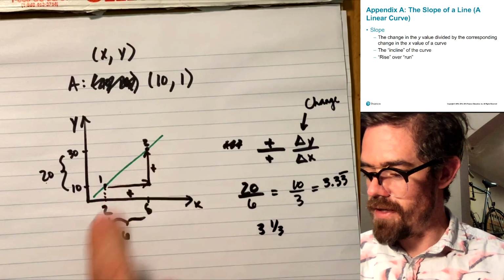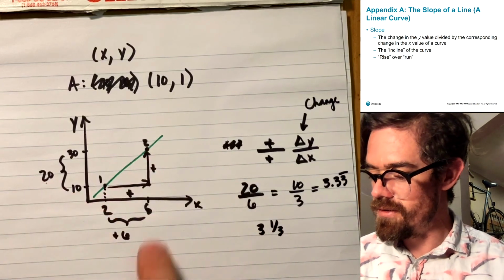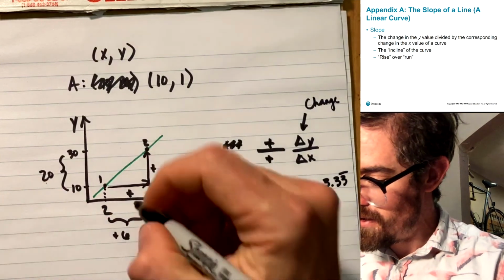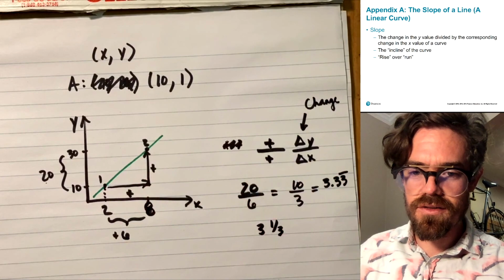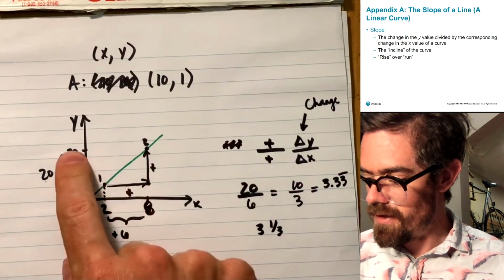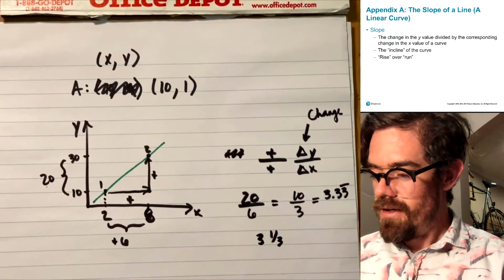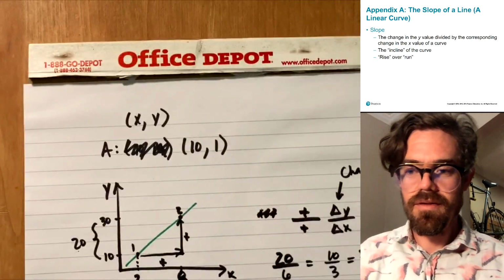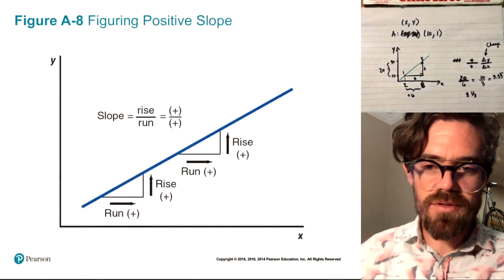So there's the slope of that line there, if those are the points: 2, 10, and 8, 30. I'm sorry, it's hard to see that 8 there. The difference is 20. Okay, so there you go. There's a visual representation of it.